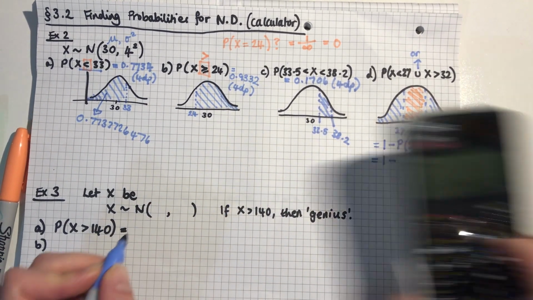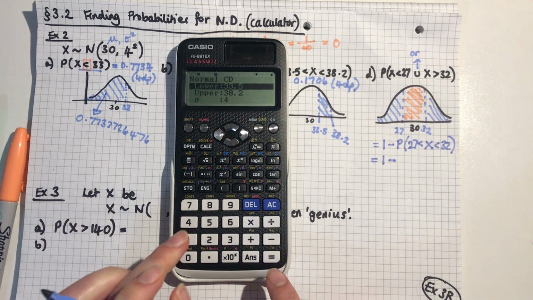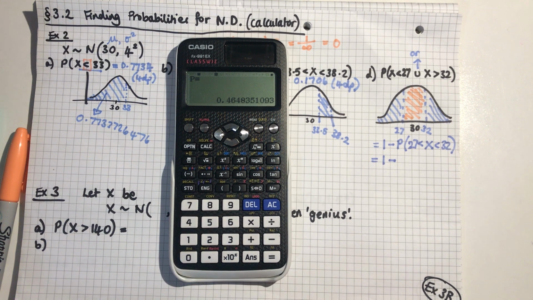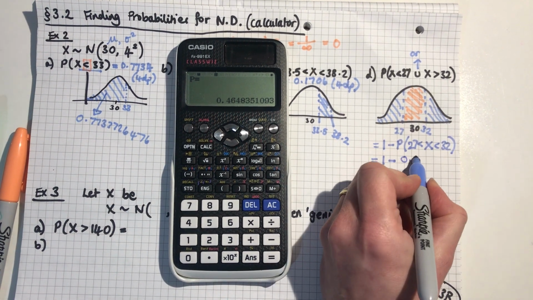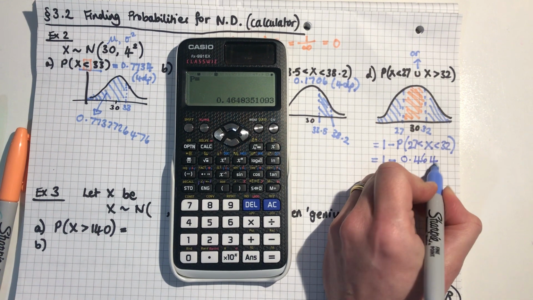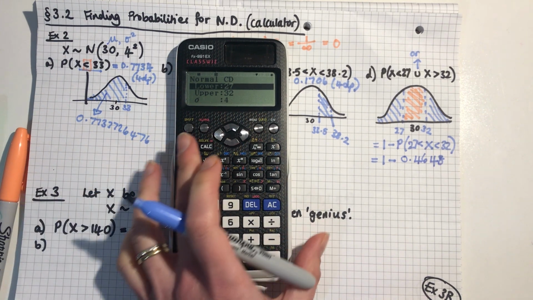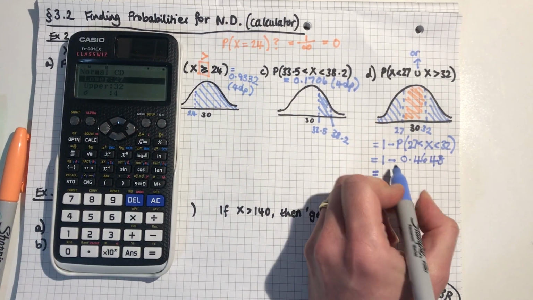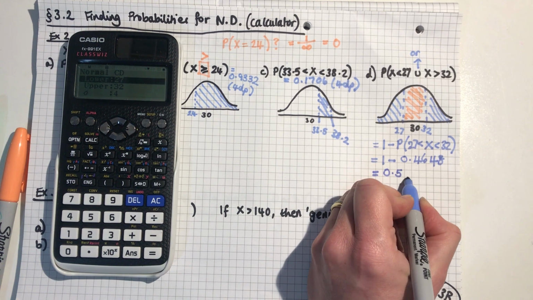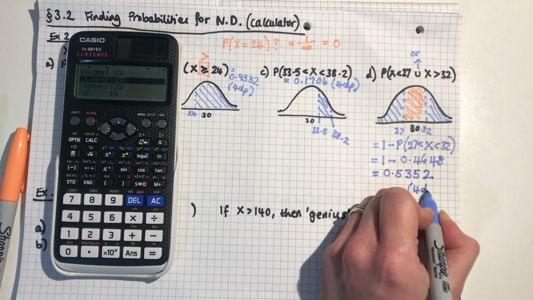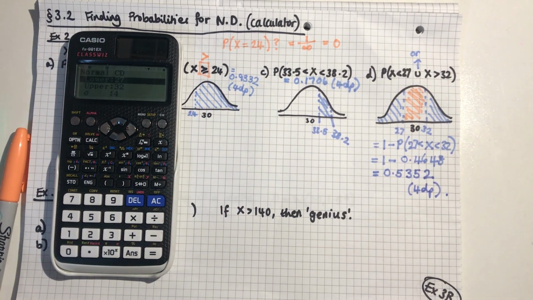So that's 1 minus. Now let's work that bit out. So lower 27, upper 32, and that's going to be 1 minus 0.4648. So 1 minus that. I'm going to have to go into normal calculator mode to do it on the calculator, so let's just do it without. So that's going to be 0.5352 to 4 decimal places. So it's quite straightforward to use your calculator. It helps you to work out the values really easily.